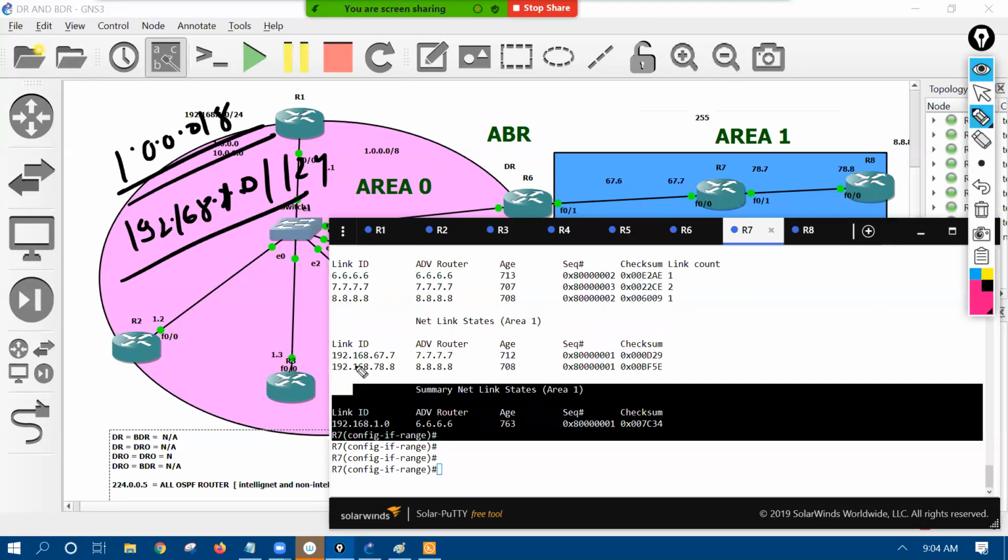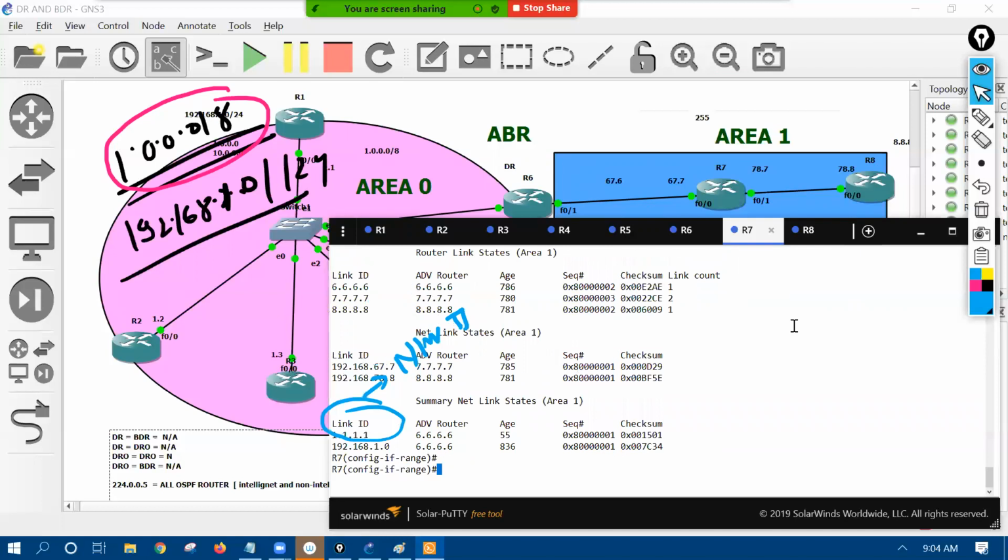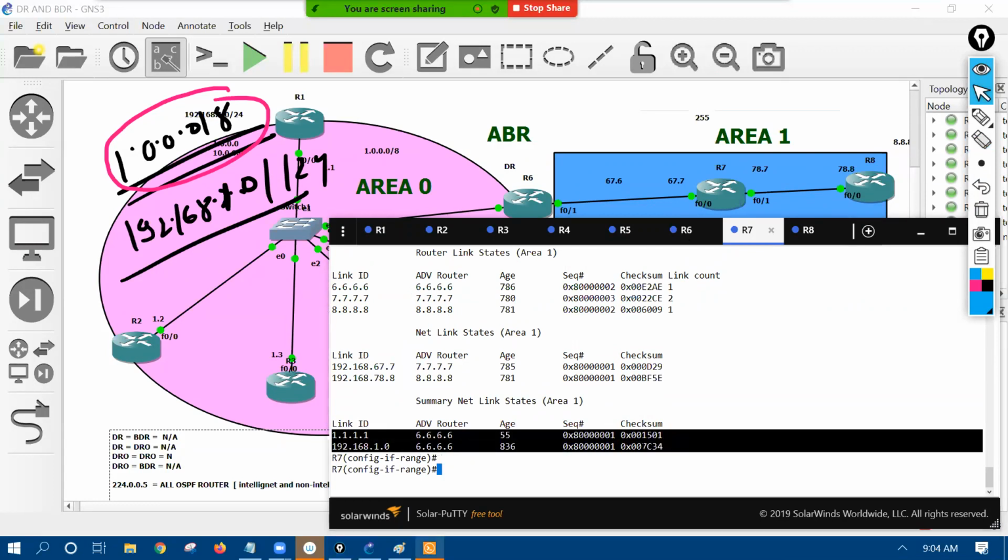Sorry, can you repeat the question? I have advertised one loopback on the R1 router, right? Will any effect happen in the summary LSA? Try to understand one thing. This summary LSA is just going to contain the link ID information, and the link ID is going to contain the network ID, right? So if you advertise this route, this is a separate network ID. So what R7 is going to do is maintain a separate LSA for this one.